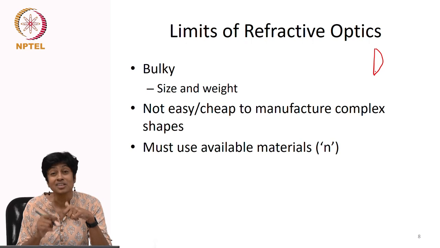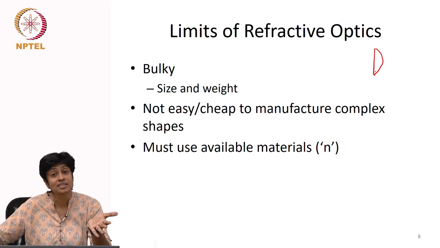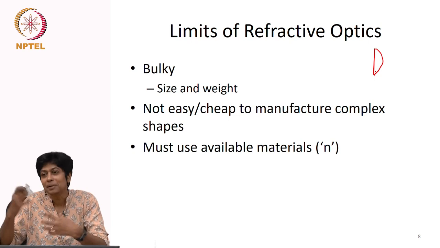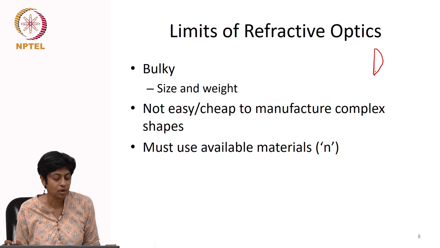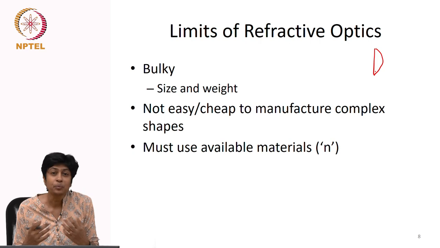And if I want to manufacture something which is more complicated, why? Because I want to create a phase distribution or an intensity distribution that is not just simple focusing, but creates some exotic pattern. It becomes very hard to do that with refractive optics. And again, for refractive optics, I need to pick a certain thickness or shape and refractive index. And we don't have a lot of different materials we can use for refractive optics.